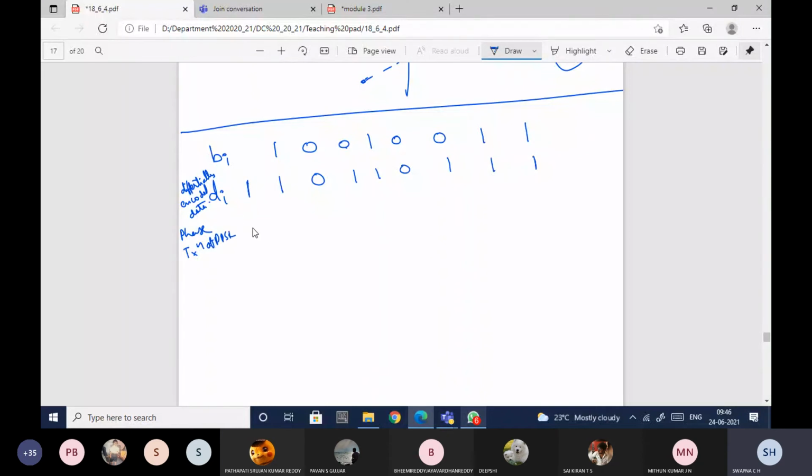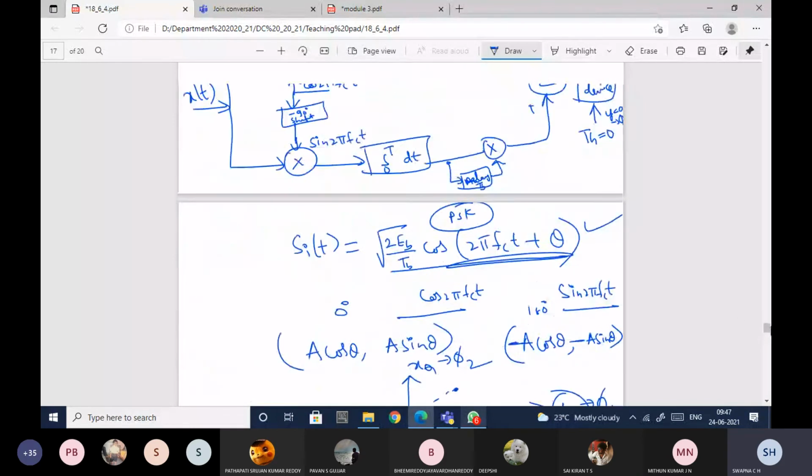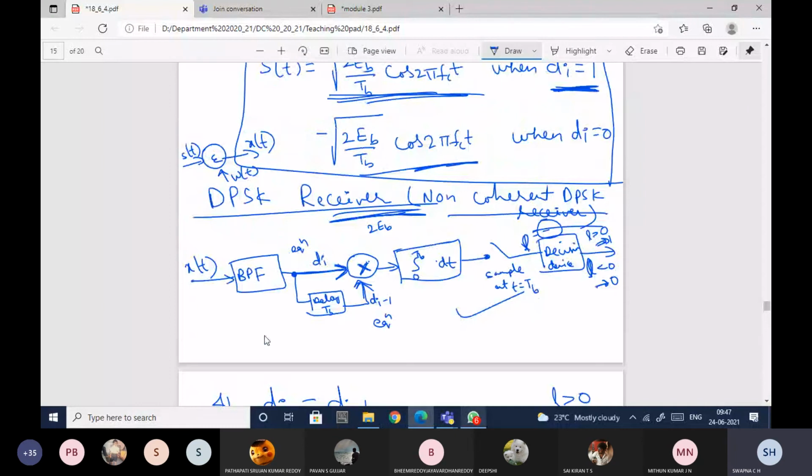So if I have a 1, no transmission, 0, 1, 0, 0, 180 degrees, or I can even write as pi. Anything is fine. 1, 0, 1, 0, 0, 180 degrees. 1, 0, 1, 0, 1, 0. Okay, so this is the phase of the DPSK signal, and this will be transmitted to the receiver. So this whatever I have generated, this s of t, it is transmitted to the receiver.